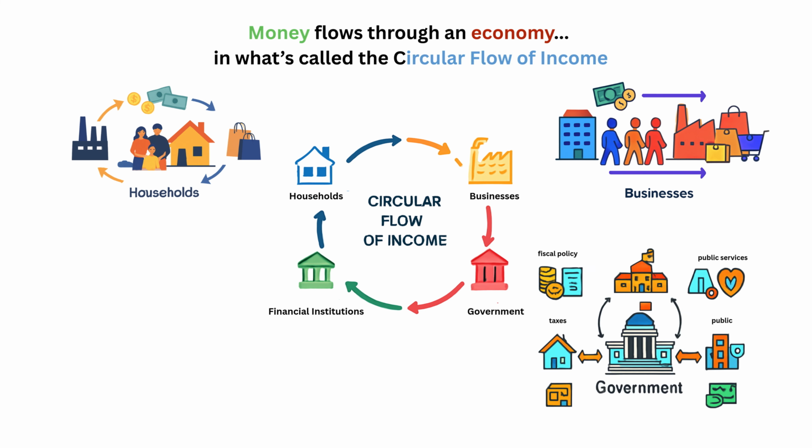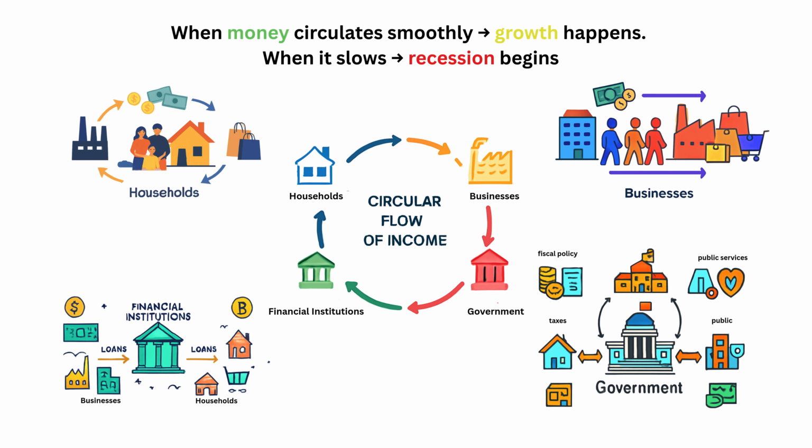Government. The government collects taxes from both households and businesses. It then spends this money on public services, such as healthcare, education, defense, and infrastructure. The government can also stimulate or slow down the economy using fiscal policy, spending and taxes, and monetary policy, control over the money supply.